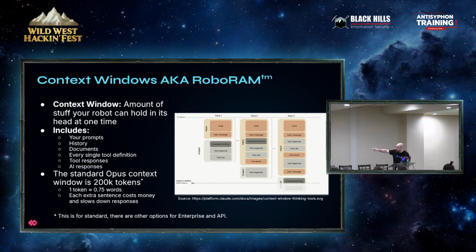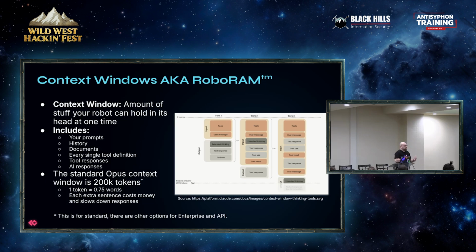I stole this little diagram here from Anthropic. This is kind of just showing what happens with your context window. So each cycle, each time you're doing it, it's adding to it. So you've got your prompt, you've got your tool uses, you've got your input and your output, that adds to it. Everything goes into that context window.